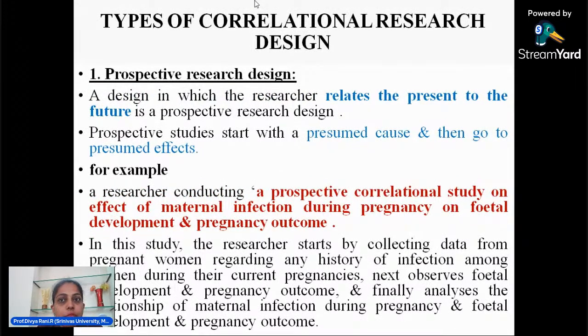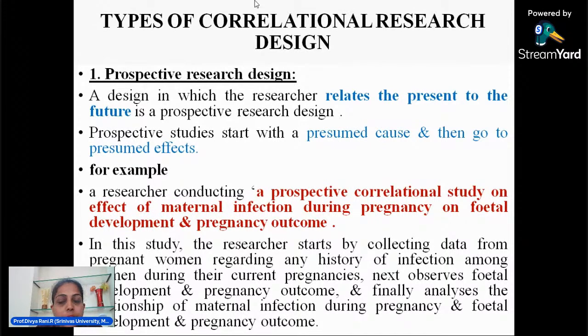Next one, types of correlational research design. First one is prospective research design. That means from the present you are checking, going to the future, or you are starting from a particular cause and you are going to a presumed effect. That is called prospective.